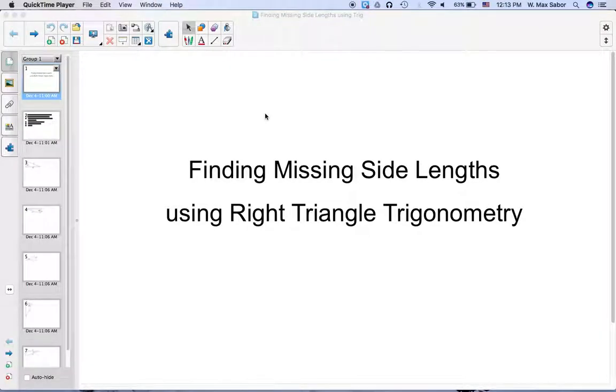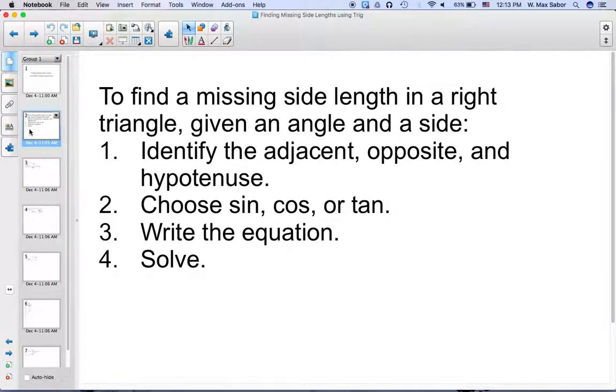How do we find missing side lengths using right triangle trigonometry? To find a missing side length in a right triangle, given an angle and a side, we're going to identify the adjacent, opposite, and hypotenuse.